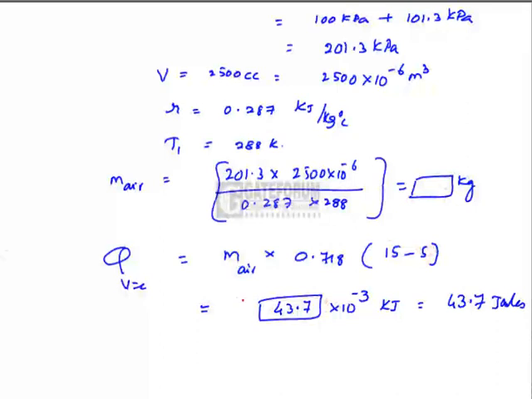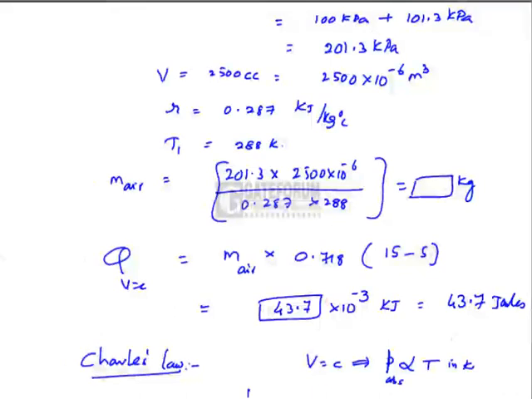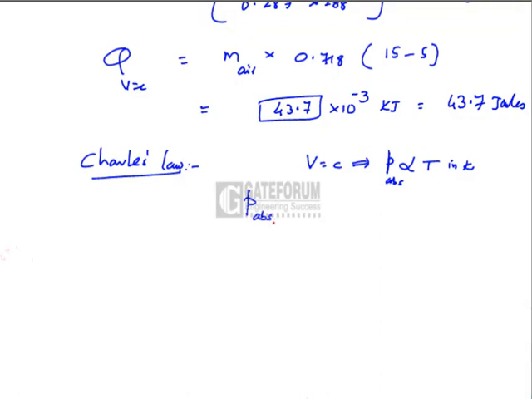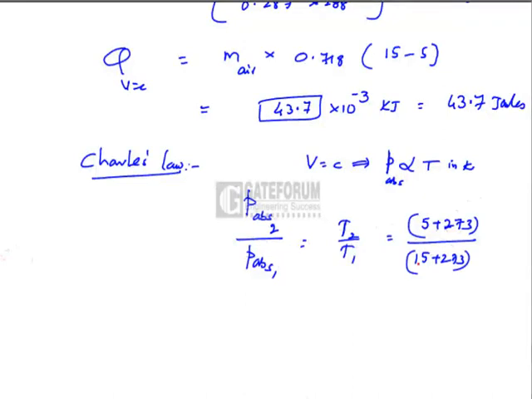Then coming to the gauge pressure of air in the football at the stadium, that is the second part of the problem. We have to apply Charles law, that is, volume remaining constant implies the absolute pressure is directly proportional to the absolute temperature in Kelvin. That is, P absolute 2 divided by P absolute 1 is equal to T2 by T1, where T2 is the temperature in the stadium next day, that is 5 plus 273, divided by the initial temperature 15 plus 273.